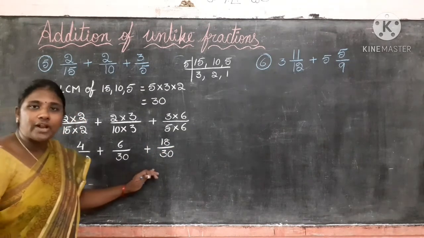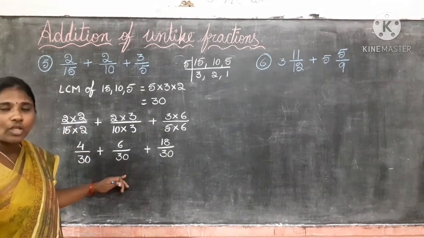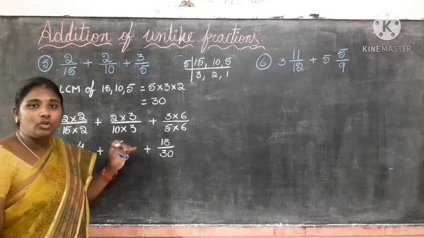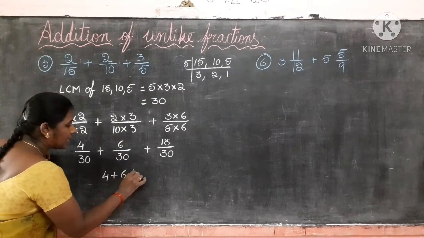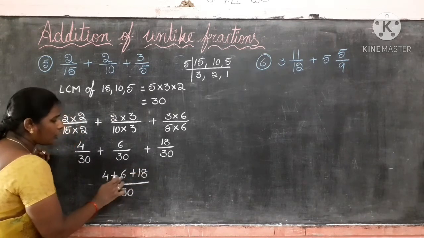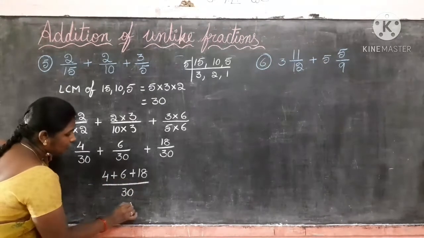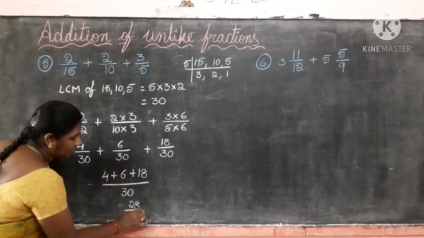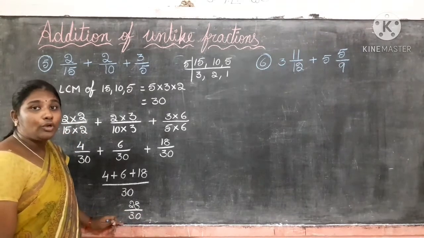So these are what fractions? These are like fractions. So all the denominators will be same. Now what we have to do? Add the numerators. So 4 plus 6 plus 18 by 30. 4 plus 6 plus 18. 6 plus 4 is 10. 10 plus 18 is 28 by 30. This 28 and 30 both will come in what table? 2 table.